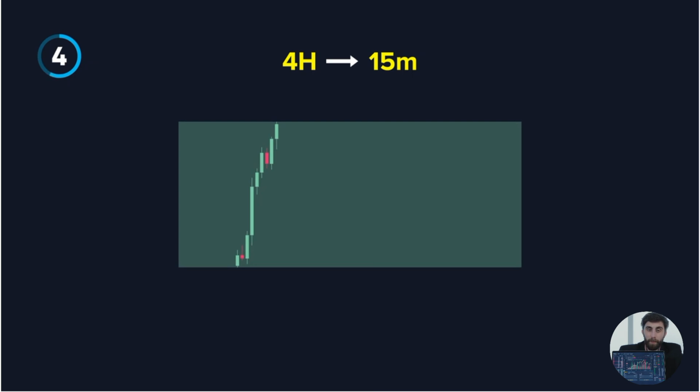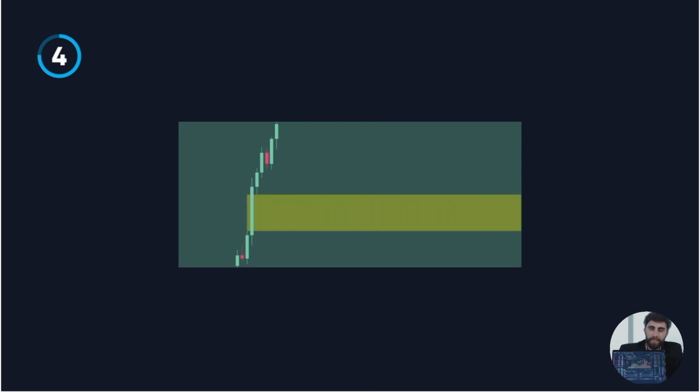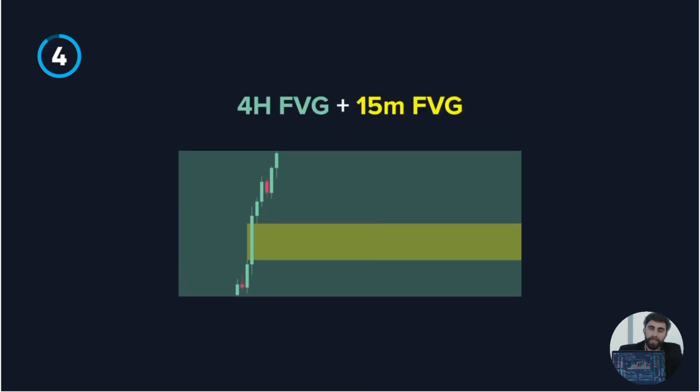Here we are now looking at the price action on the 15-minute chart that created the larger 4-hour FVG. And when we look closely, we can see that there was a 15-minute fair value gap that formed during this upward move. This should be our new target for a long entry because it has the confluence of a 15-minute fair value gap within a 4-hour fair value gap, creating a very strong area of support.